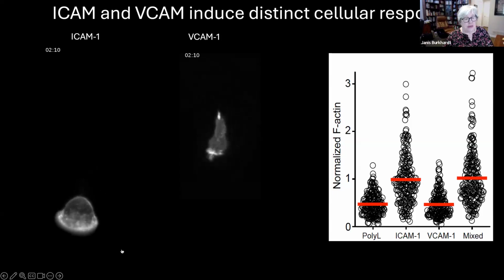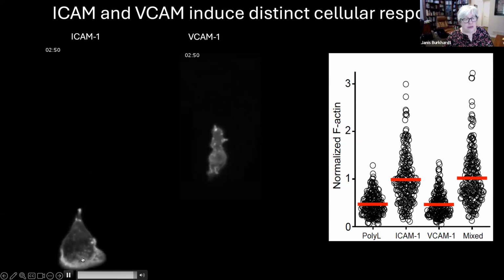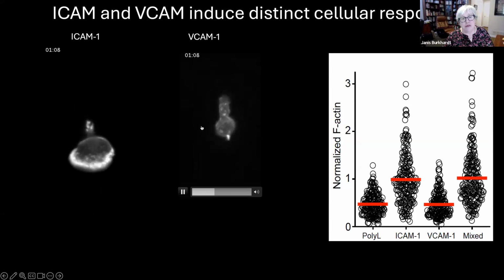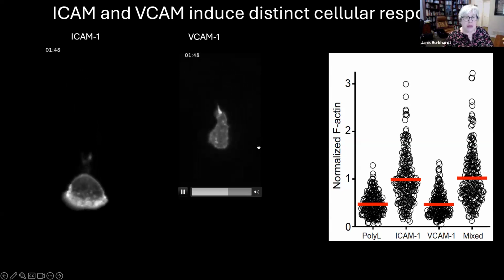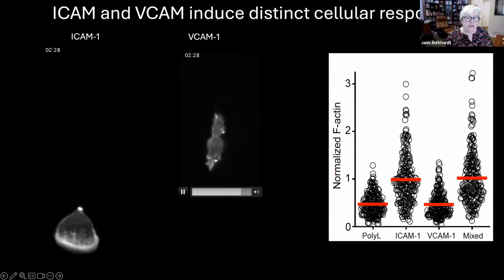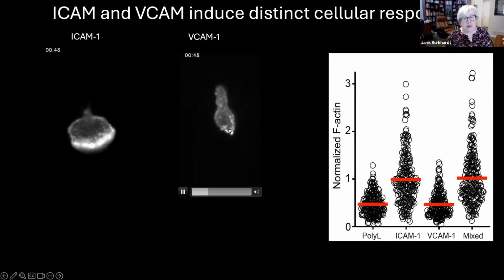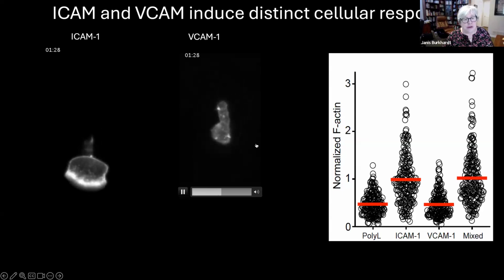And you can see immediately that the cell migrating on ICAM1 makes this actin-rich leading edge lamellipodium, and the cell migrating on VCAM1 is really blobby and irregular. These are GFP LifeAct cells. You can see that they do make actin-rich protrusions, but they're short-lived and very different.